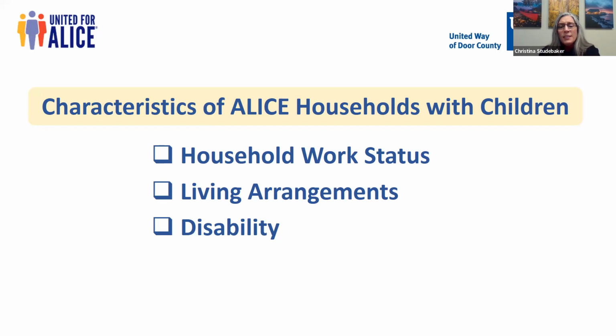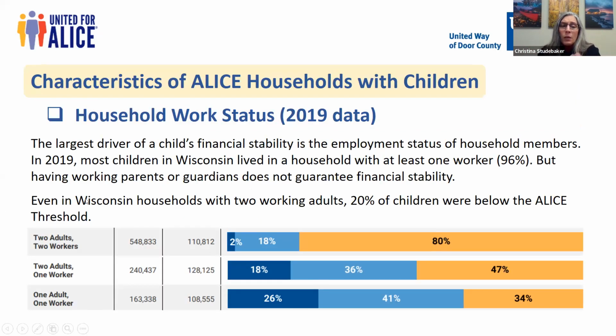So things that stand out of Alice households with children that make it different, where they look different than households above the Alice threshold, are the work status of the household, the living arrangements, and whether a child has a disability. So we'll first of all look at household work status. And we see here that when you've got two adults in a household both working, out of all of those households in the state of Wisconsin, 80% of them are above the Alice threshold, but still 20% of them are below. So the takeaway here is that even with two working adults, you can have those incomes that don't get you to that level that you need to be. You're working really low wage jobs, or you can only get part-time work, still falling below the Alice threshold.